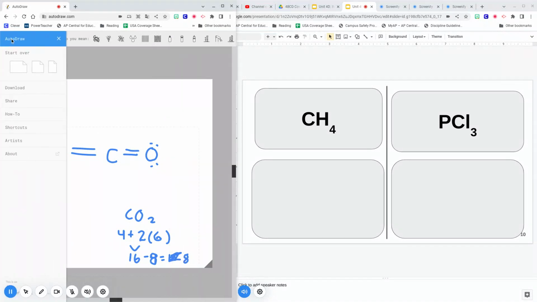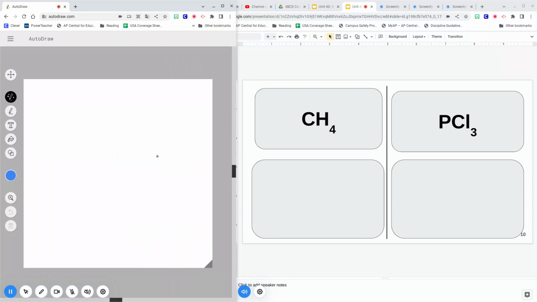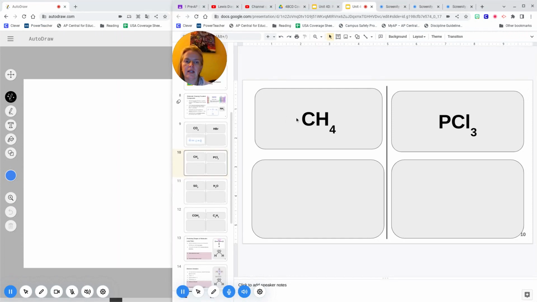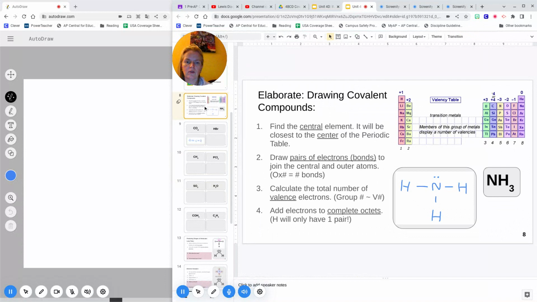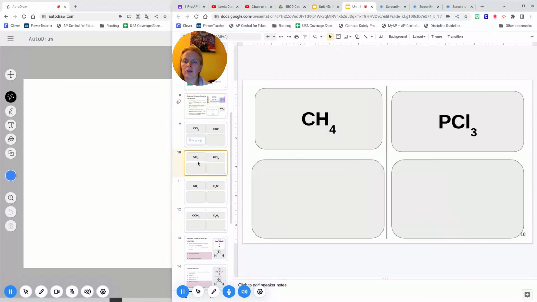So I just wanted to show that if you click here in the corner, it will let you start a new piece of paper after you finish one diagram. So this time we're going to do CH4. Again, carbon is closer to the center of the periodic table than hydrogen is. So if I'm doing step 1 and I compare carbon and hydrogen, I can see that carbon should be the central atom. There's also just one carbon in this compound, so that's another clue that it is the central atom.